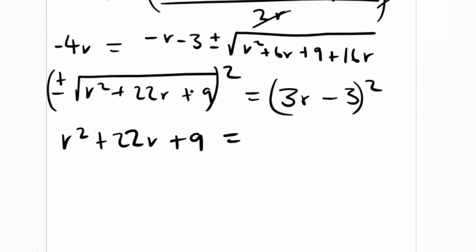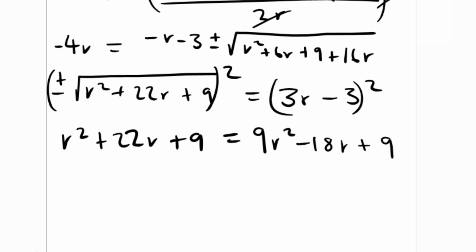On this side you have 3r all squared, that is 9r squared, and then minus 3r multiplied by 3 twice, that's minus 18r, because you have minus 9r minus 9r, and then minus 3 all squared, that is plus 9, okay?